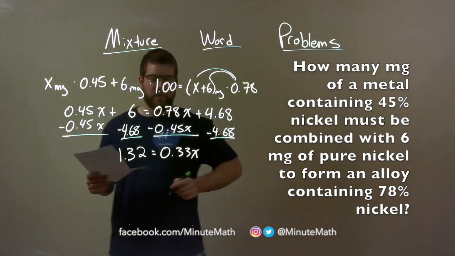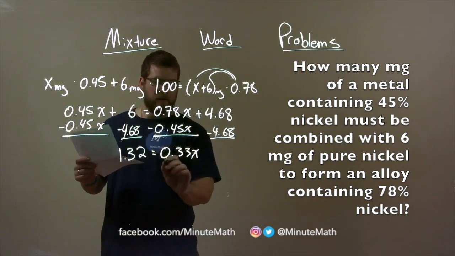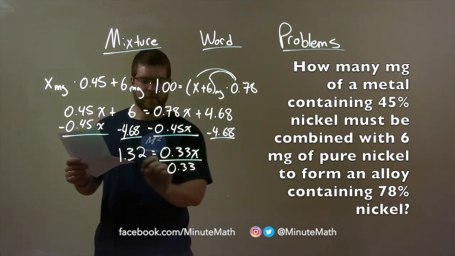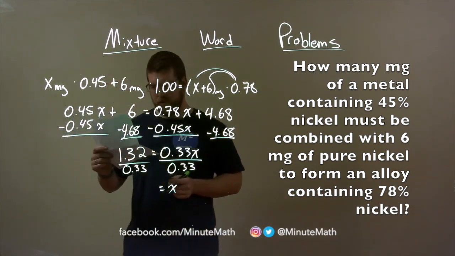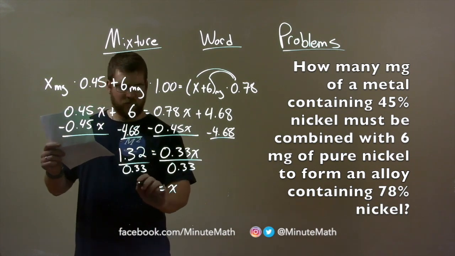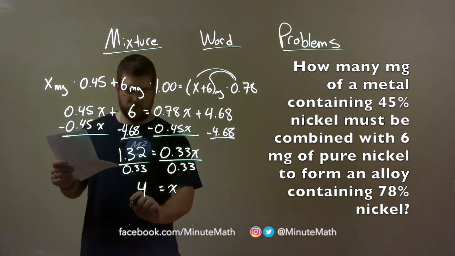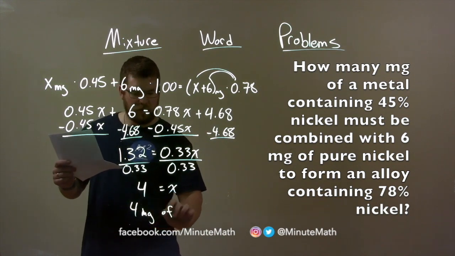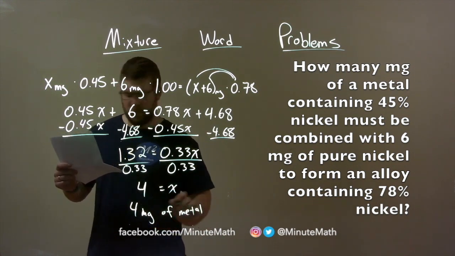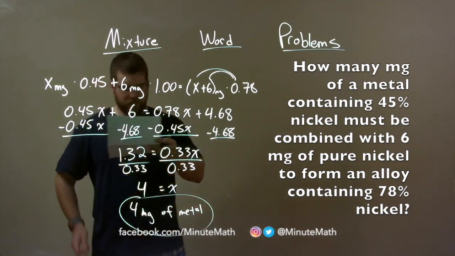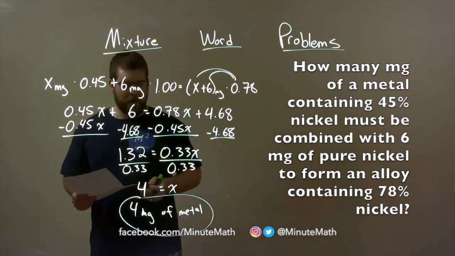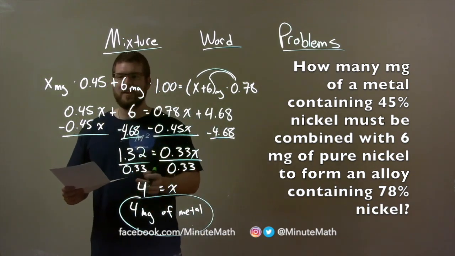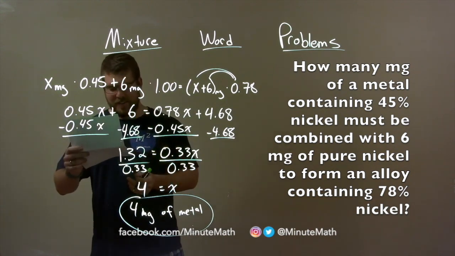Okay? Now, what I want to do is get X by itself. So I divide both sides by 0.33, and X is now by itself. 1.32 divided by 0.33 is 4. So our final answer is 4 milligrams of metal. If we look back at the problem, they asked how many milligrams of metal containing 45% nickel must be combined. So 4 milligrams of metal must be combined to make our final alloy contain 78% nickel at the end.